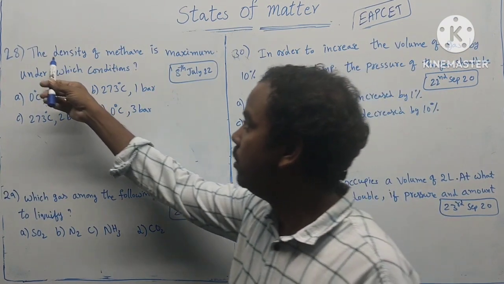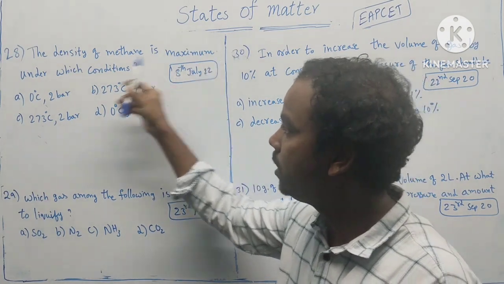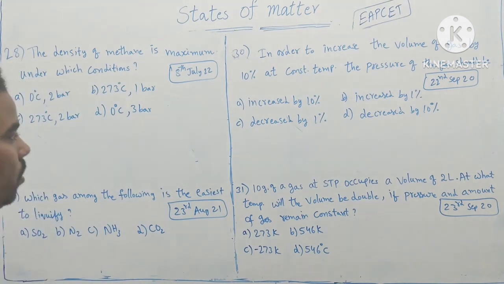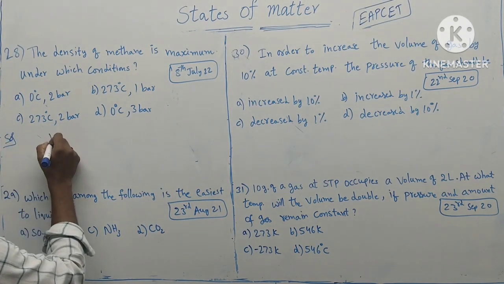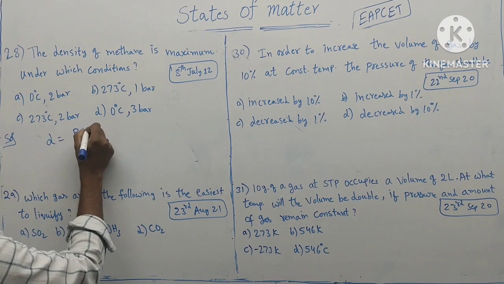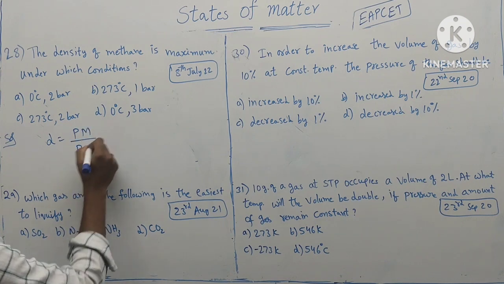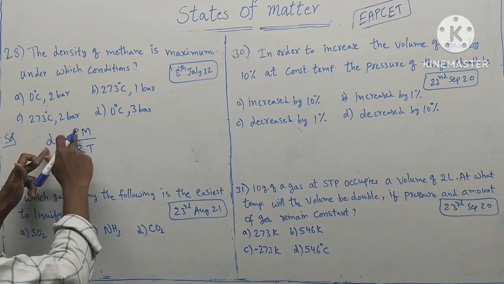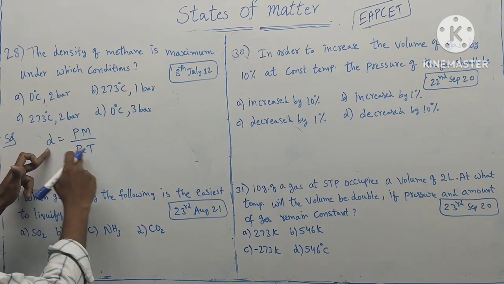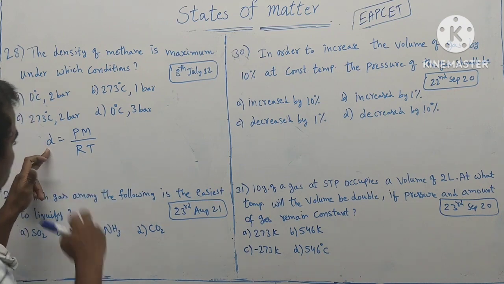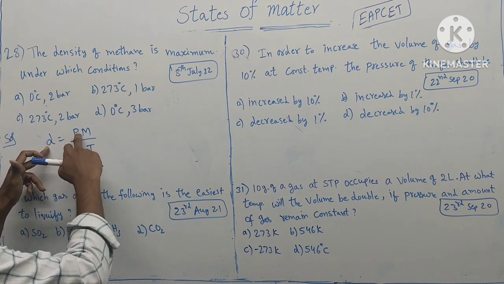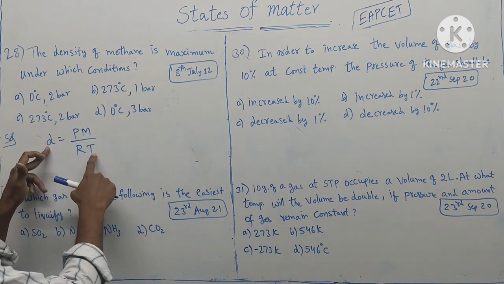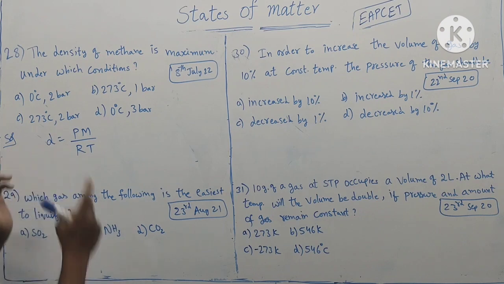This is the next question. The density of methane is maximum under which conditions? So you know the formula density. D is equal to PM by RT. So according to the density formula, D is equal to PM by RT, means density is directly proportional to pressure and inversely proportional to temperature. Density is maximum means high pressure and low temperature. At high pressures and low temperatures, density is maximum.